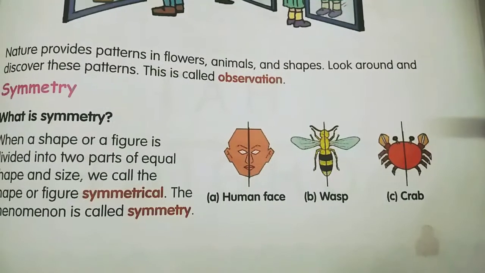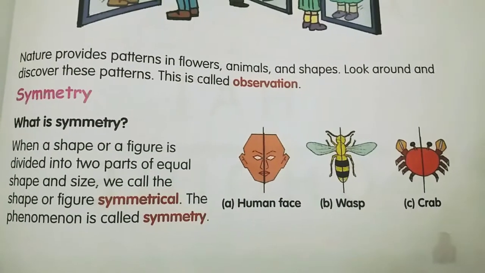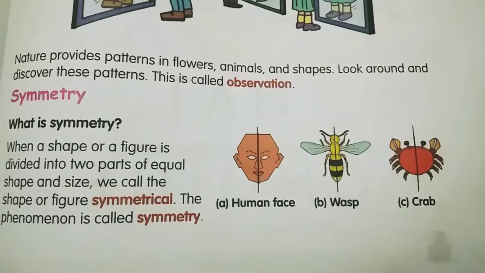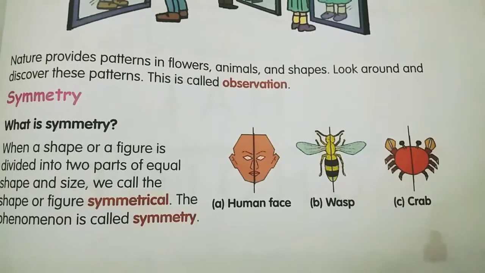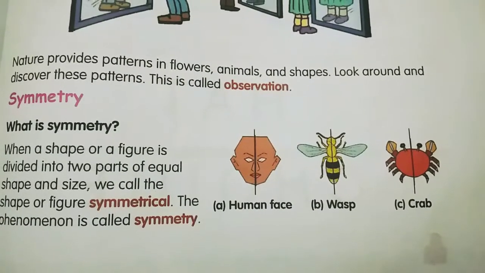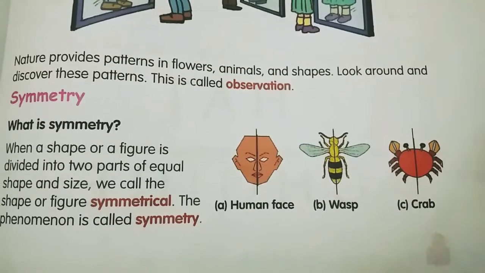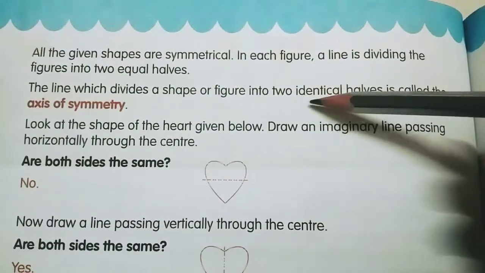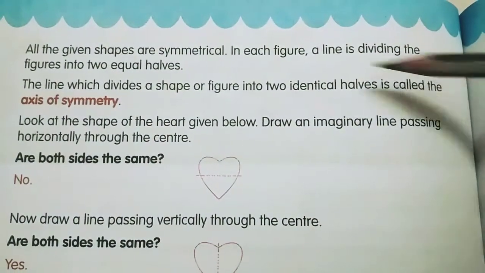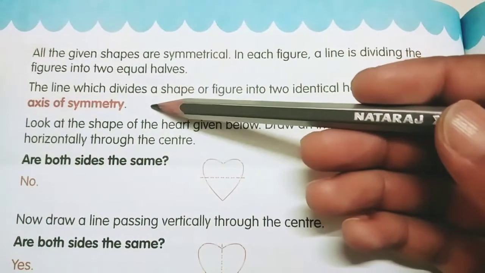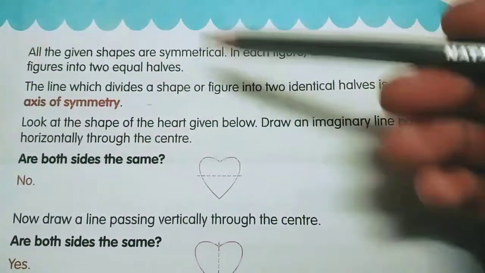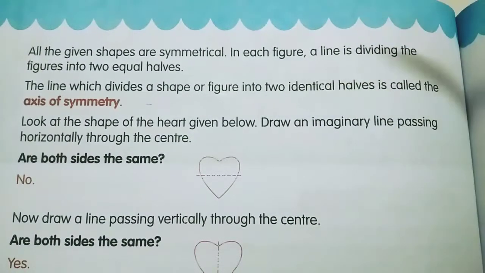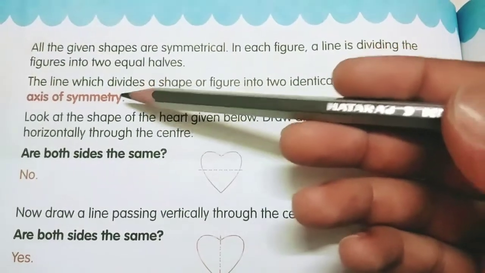In this way, I can see the symmetry in nature. There are many things in nature which are symmetrical. Many things around us are symmetrical figures. On the next page it is given that the line which divides a shape or figure into two identical halves is called the axis of symmetry, or you can say the line of symmetry. So that line which divides the figure into two equal parts is called the line of symmetry or axis of symmetry.